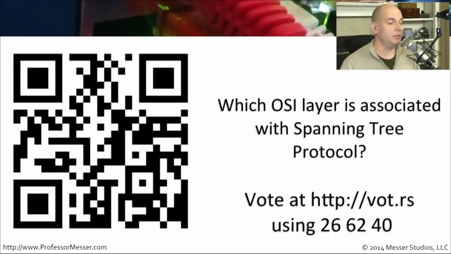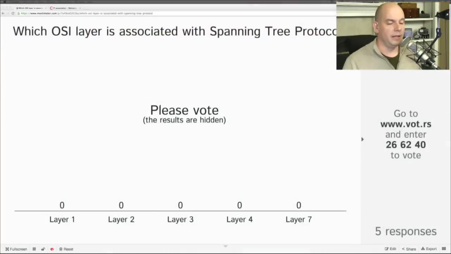The answers that are available to you for which OSI layer is associated with the spanning tree protocol are layer 1, layer 2, layer 3, layer 4, layer 7. So the same ones as before. Some folks are nice enough to put the link to that in the chat room. We've got 15 responses so far.